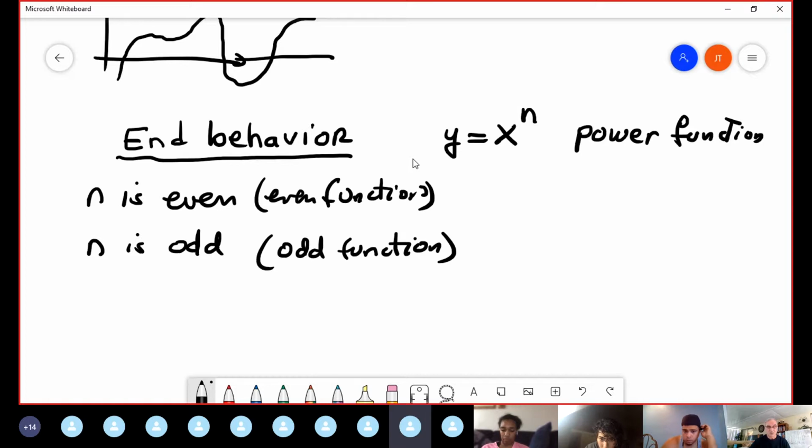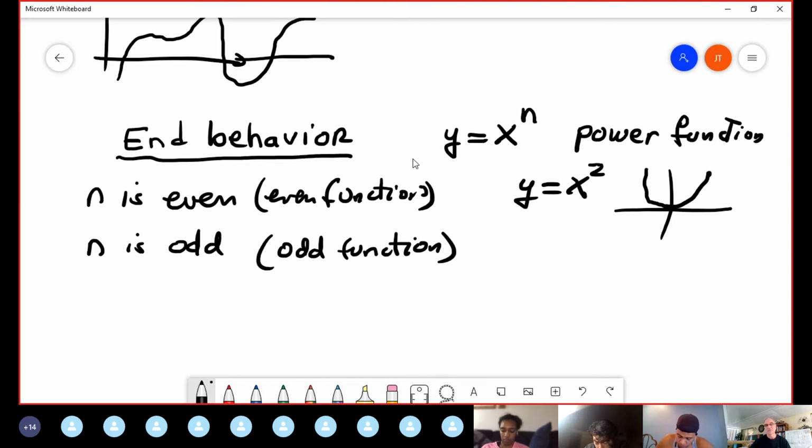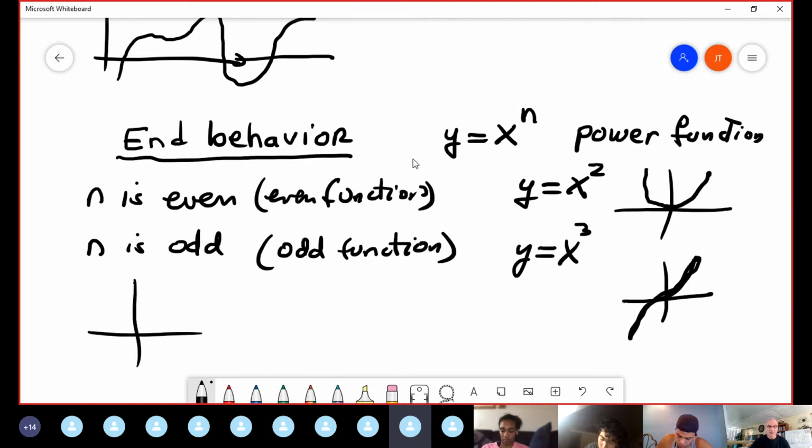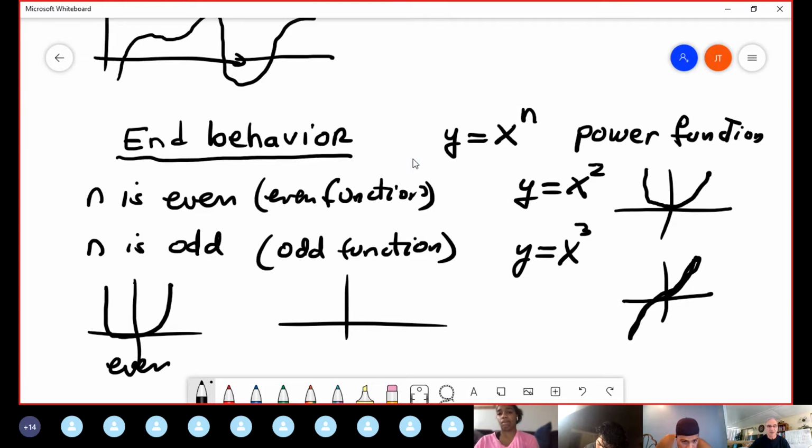I want to explain using an example. Suppose y equals x squared. It's a parabola, like that. And y equals x to the third power is an odd exponent, something like that. The family of even exponents always looks like that, and the family of odd exponents always looks like that.